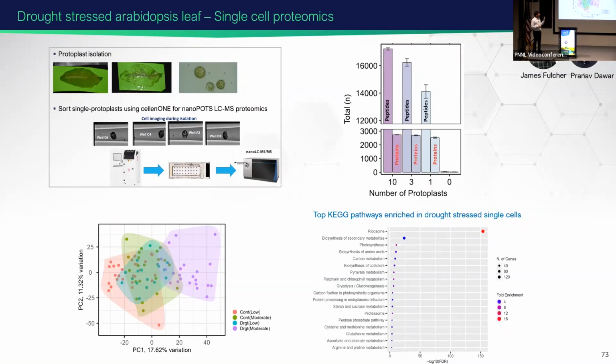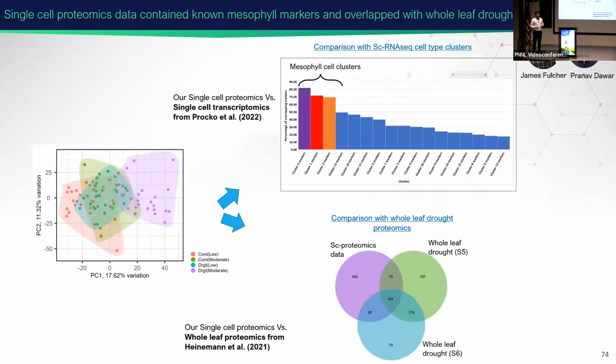So we generated single cell proteomics data under drought, but we wanted to compare with what is out there. So when it comes to single cell, the most commonly used approach is single cell transcriptomics. But the advantage is they do single cell transcriptomics and then they use marker genes to identify clusters of cells from leaf. So we wanted to see what are our proteins matching to. Interestingly, our proteins match the highest with the clusters that's called mesophyll cells, which is kind of telling that what we isolated is mesophyll cells for proteomics.